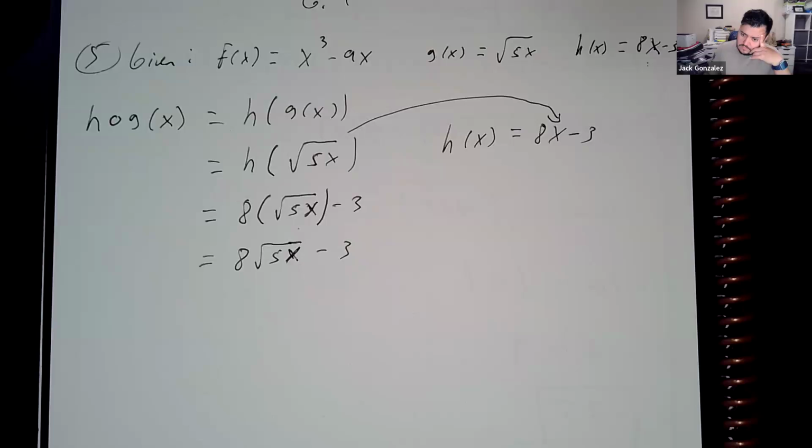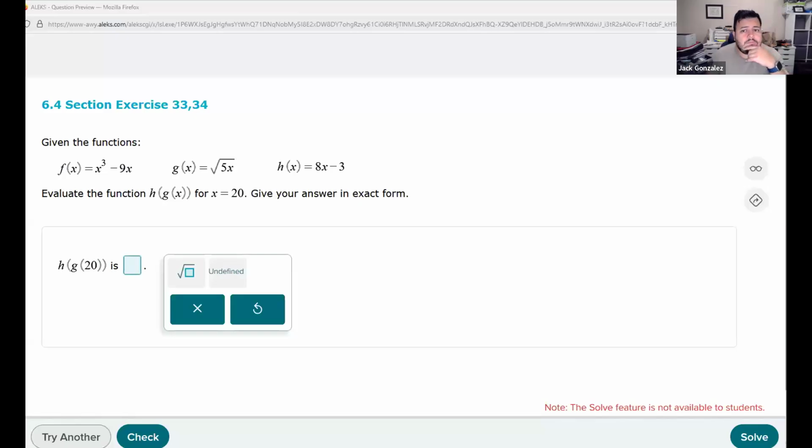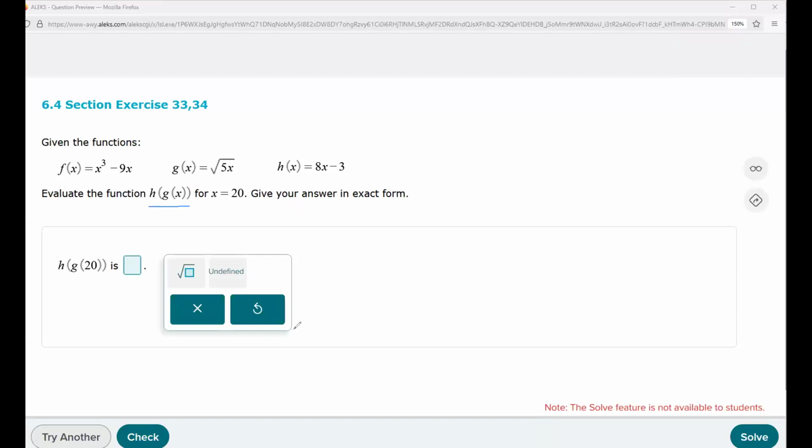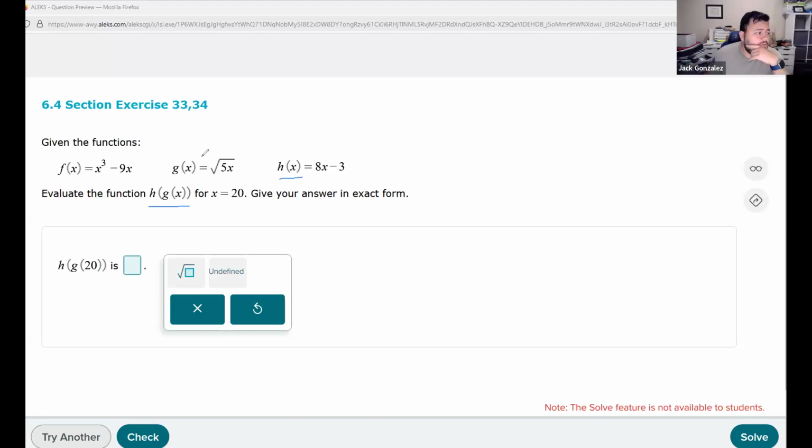No, let's look at the question. The question tells you how to start, right? So let's look at it. So what I was doing was finding, where's my notation thing? Finding this. Yes. They asked for that, so I had to use the H.